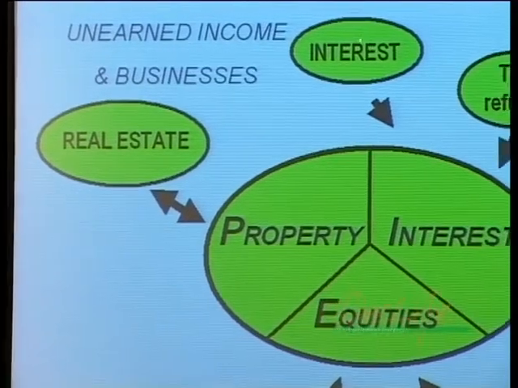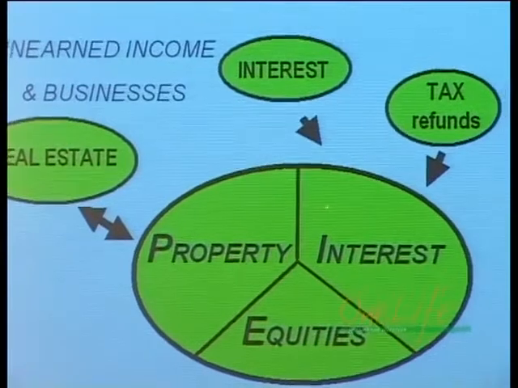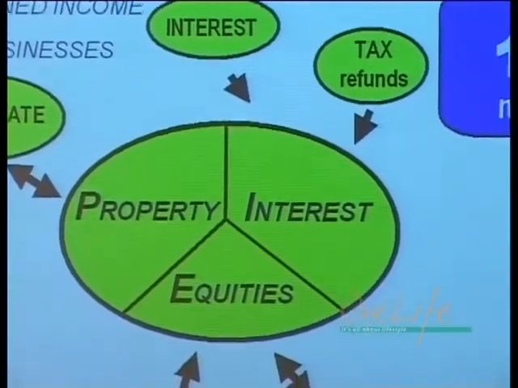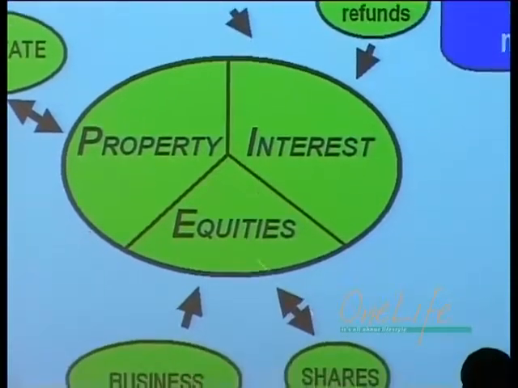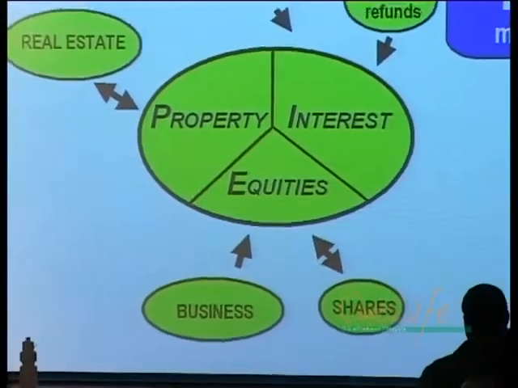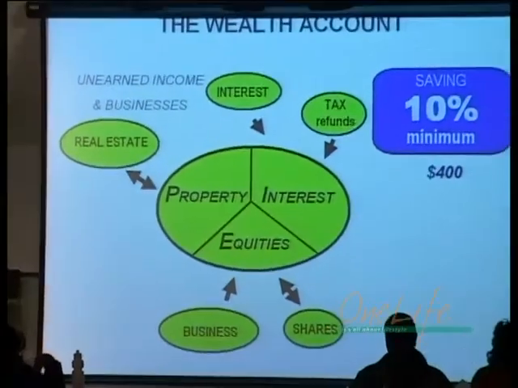Interest coming in from investments could come into your wealth account. Tax refunds could come in. Shares can be bought from your wealth account, and obviously income coming in by way of dividends will come back into your wealth account. Business income can come in. In other words, out of 5 forms of income, different income streams can come into this.